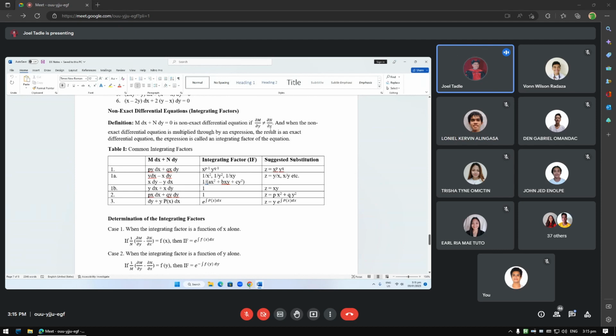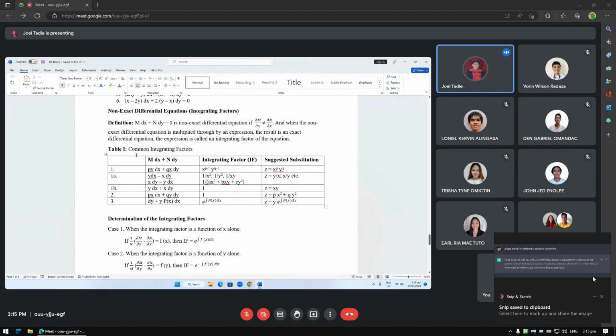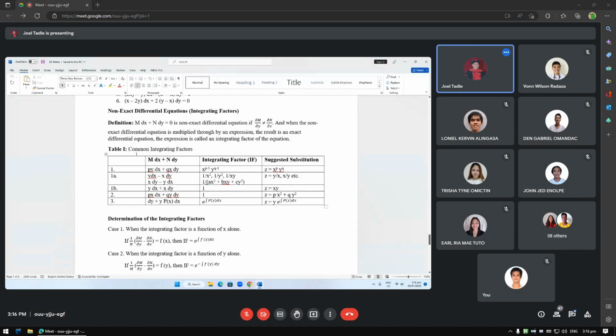And when the non-exact differential equation is multiplied through by an expression, the result is an exact differential equation. And that expression is called an integrating factor of the equation. That is our IF, integrating factor. Below here is the table of common integrating factors.